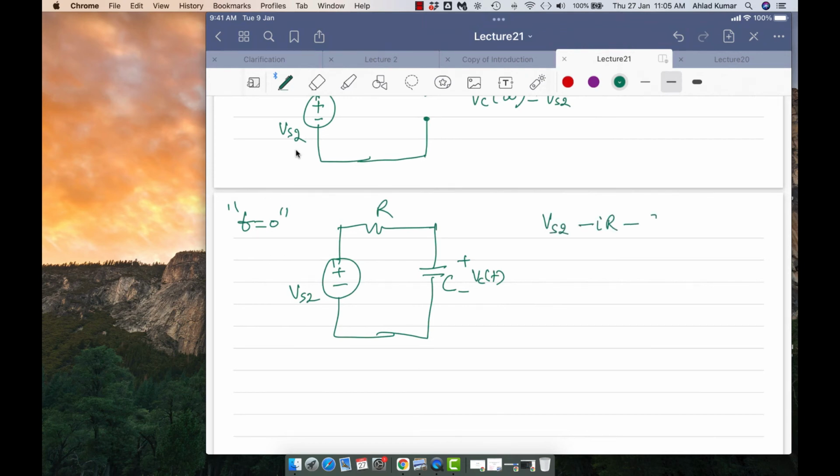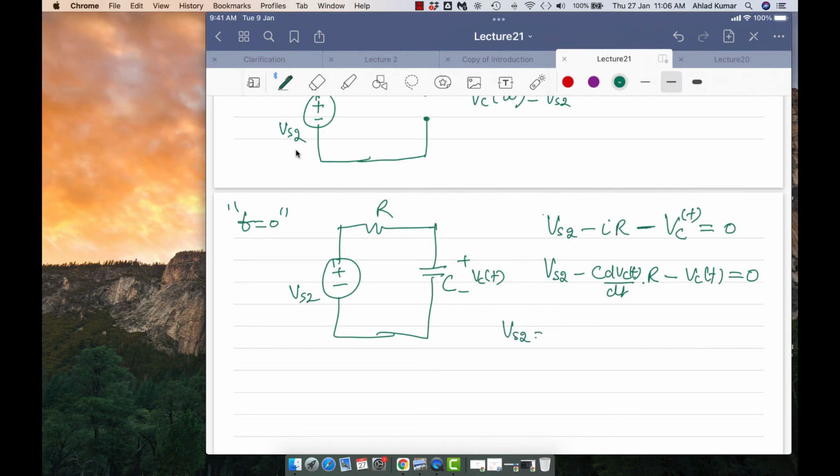It will be C dVc by dt. Just a second. So Vs2 minus IR, and then what will we write here? Minus Vc. Yes. Here, please note all of this is a function of time. This Vc(t) is a function of time. So Vs2 is equal to IR. So I can write I as C dVc(t) by dt, times R, minus Vc(t), equal to 0. Can we write like this or not?